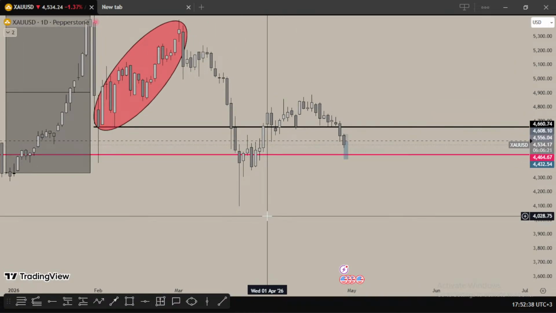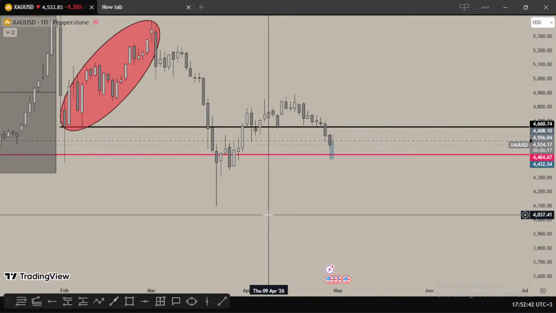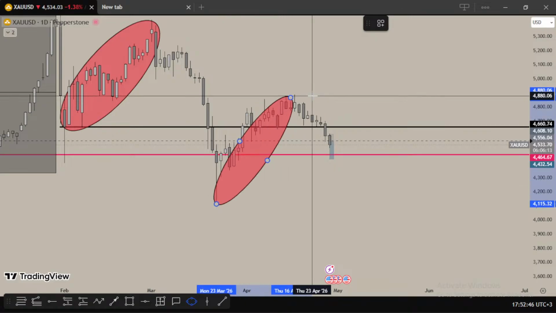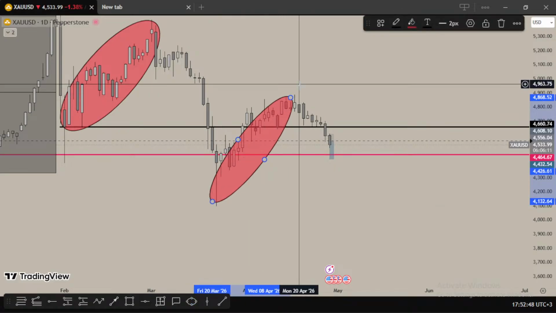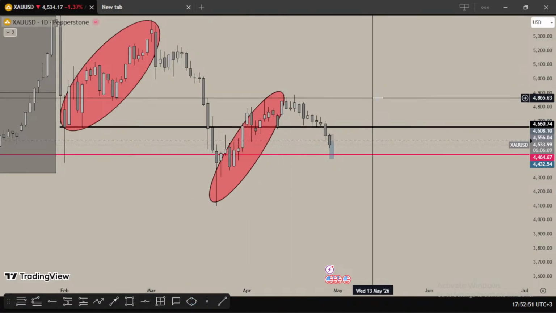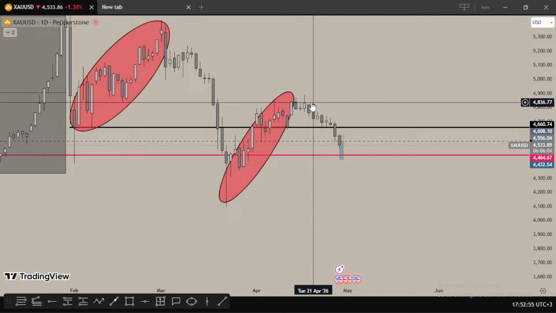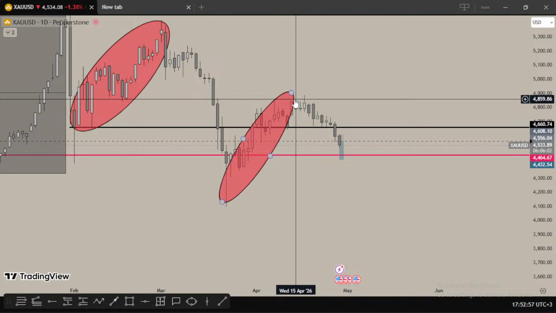And it dawned on me, oh, I see what gold wants to do. Gold wants to create another correction so that it can continue with its bearish move to the downside. And clearly, that's what gold did, and as you can see, it started going bearish.